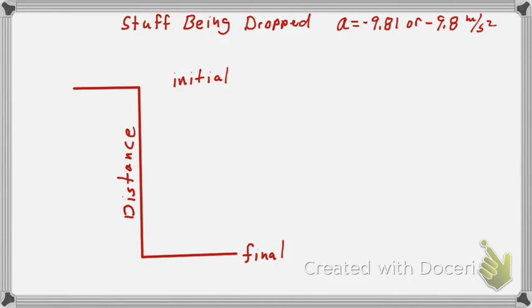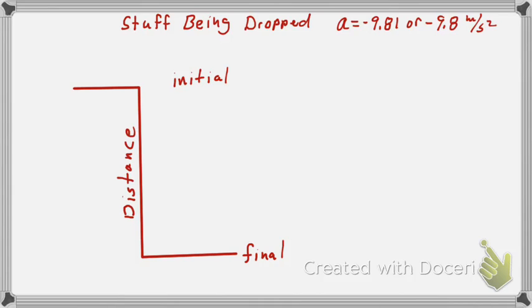Okay, this is Mr. Weideman, and I'm here to help you with your UT Quest assignment on free fall. A lot of problems in this particular assignment involve stuff being dropped. And it doesn't matter what the object is, or how high it's dropped from, or even if it's dropped on this planet. The approach is always going to be the same.